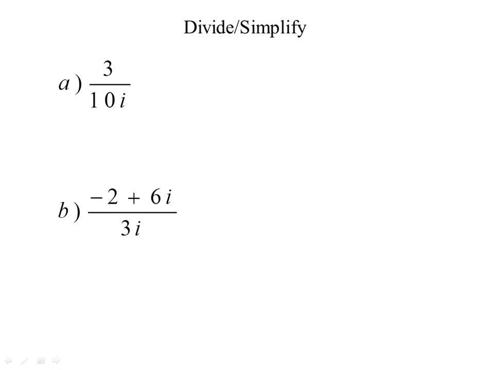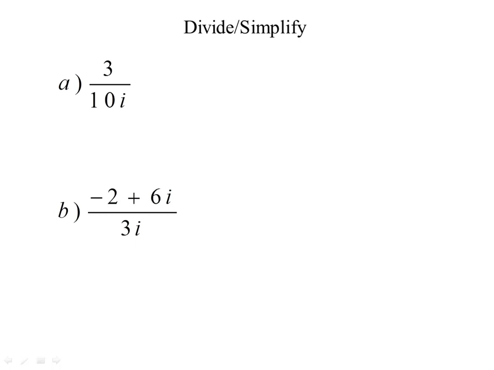If I want to get rid of the square root of negative 1, what am I going to do? I'm going to multiply the top and the bottom by the square root of negative 1. But if I want to put it in imaginary terms, I'm going to multiply the top and the bottom by i. So I have 3i on top, and on bottom I have 10i squared.